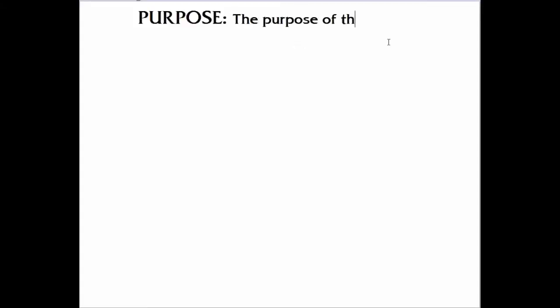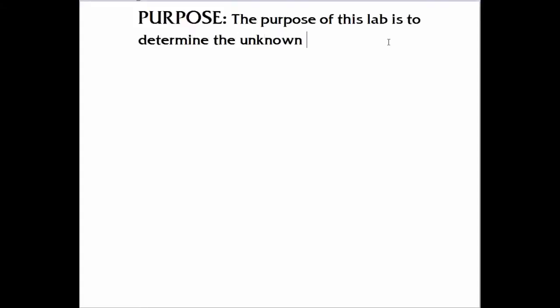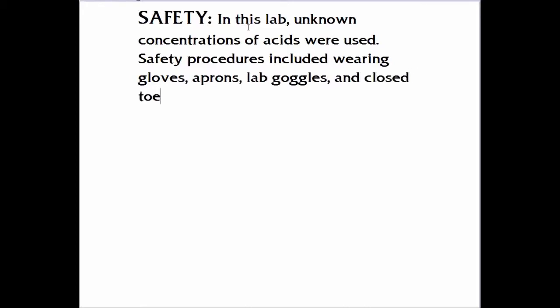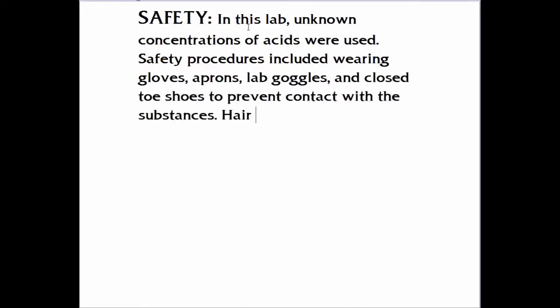The purpose of this lab is to determine the unknown concentration, pH, and pOH of 3 different acids through a process called titration. In this lab, unknown concentrations of acids were used. Safety procedures included wearing gloves, aprons, lab goggles, and closed-toed shoes to prevent contact with the substances. Long hair was pulled back.